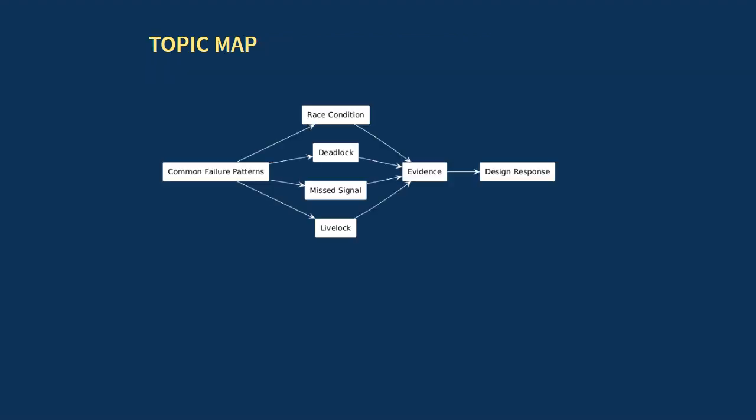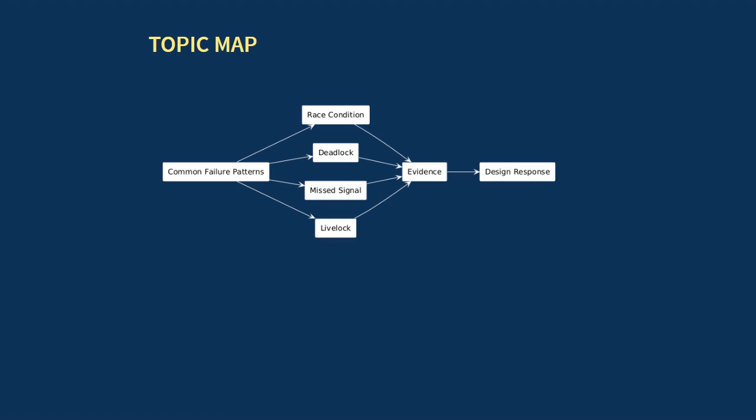Let's start by organizing the space. The main lecture topic branches into several failure patterns: race conditions, deadlock, missed signals, and livelock. Each of those should lead us toward evidence, not just intuition. And then evidence feeds design response. That is the professional loop here. Identify the failure mode, capture the proof, and choose a correction that protects the right property without pretending the trade-off disappears.